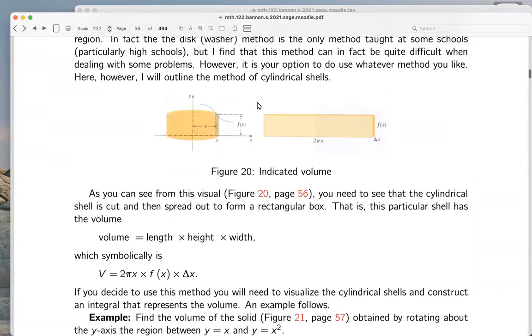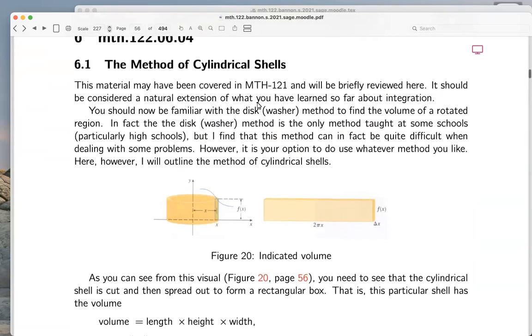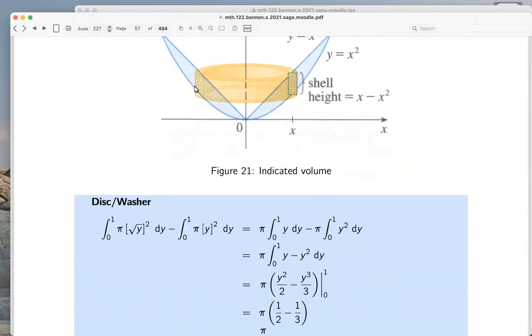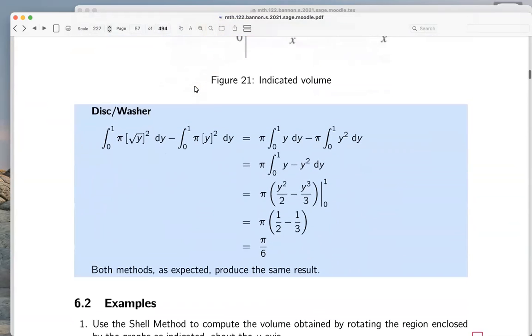Okay, so where are we? The method of cylindrical shells. We went through this example over here. Again, the picture I lifted from a textbook. It's typical to draw the picture of the shell and get the three dimensions to it to find out the volume of the box, and then integrate it over the range of values.